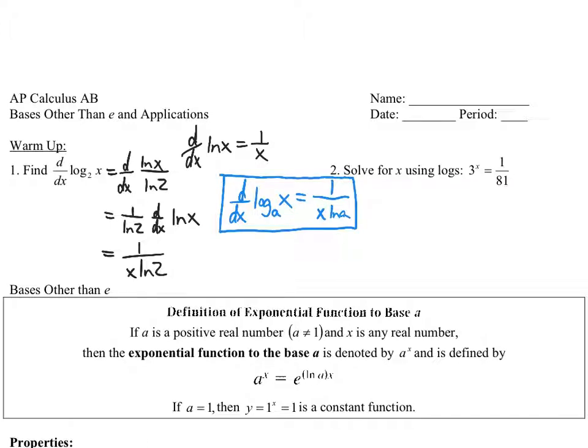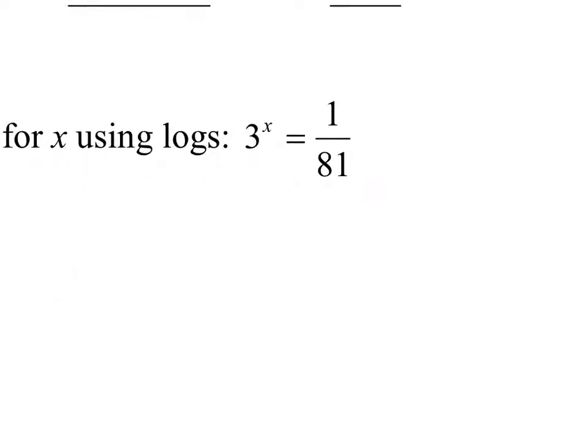All right, so then number 2. How would I solve this equation? 3 to the x is 1 over 81. Do a log of both sides. Now what base would I use for my log? Yeah, let's use a log base 3 of 3 to the x, because that will just give us x. Right? And we can do a log base 3 on this side as well.